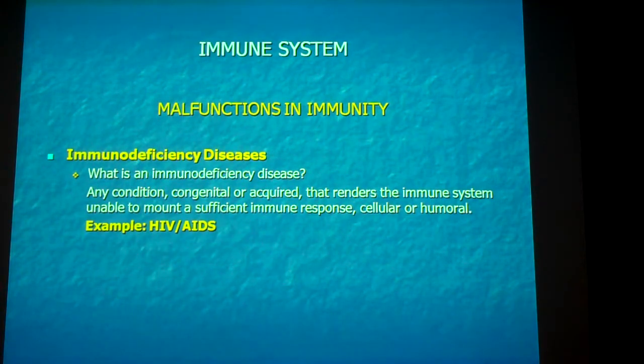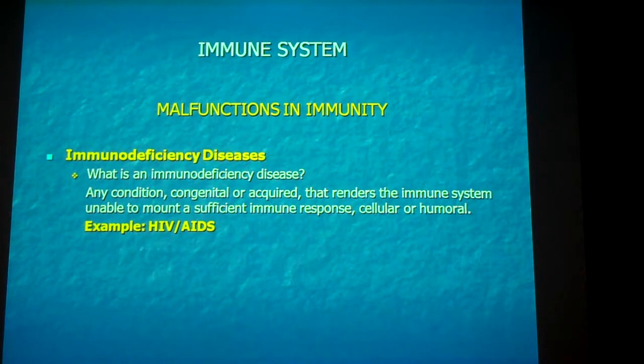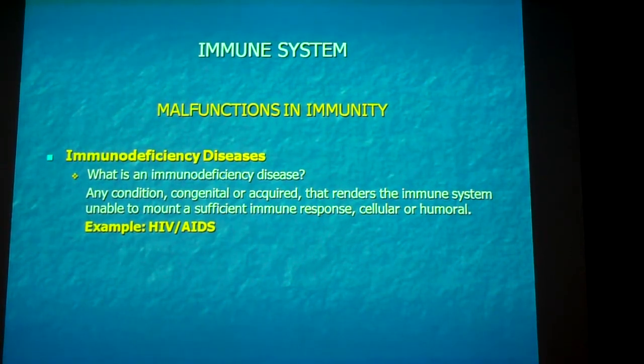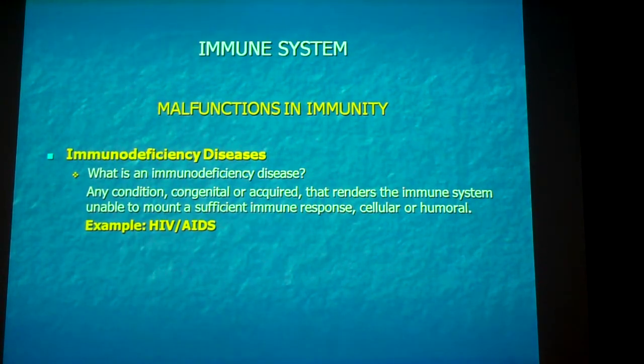Immunodeficiency diseases, for example, HIV/AIDS. What is the problem in HIV/AIDS that's causing this immunodeficiency? What cells is a person with HIV deficient in? The helper T cells. And it's the helper T cells because neither your T cells nor your B cells can work without the helpers. That's right.